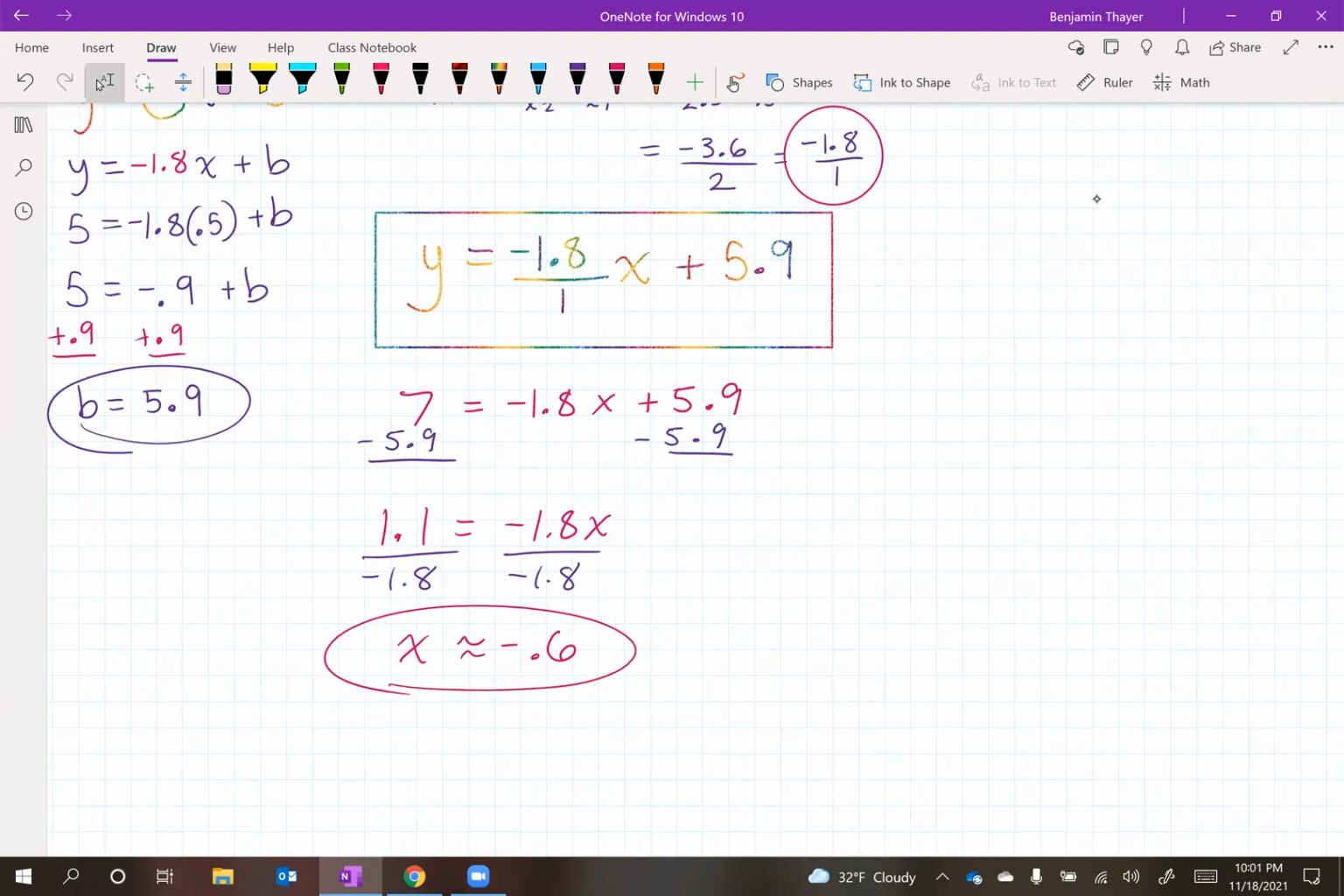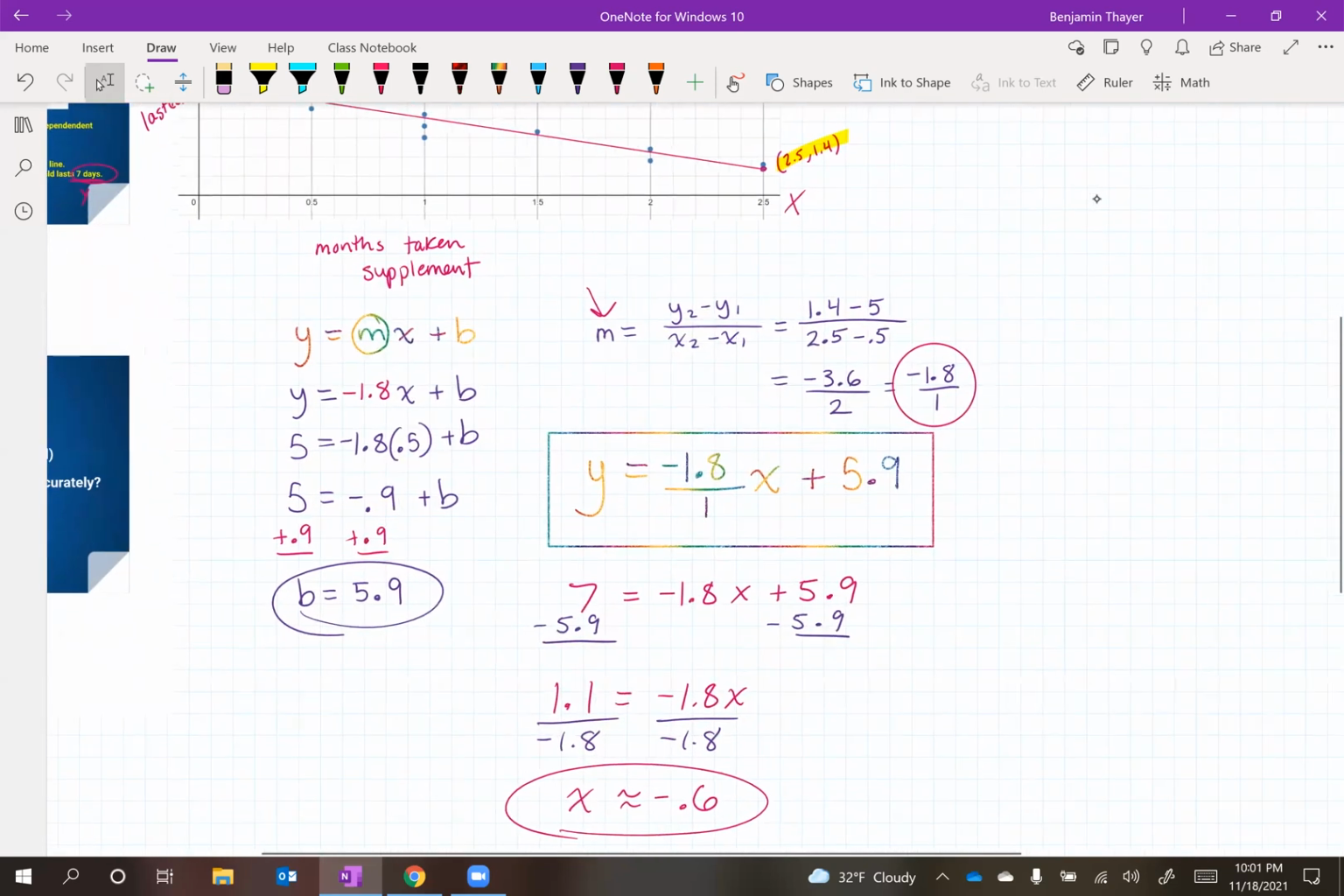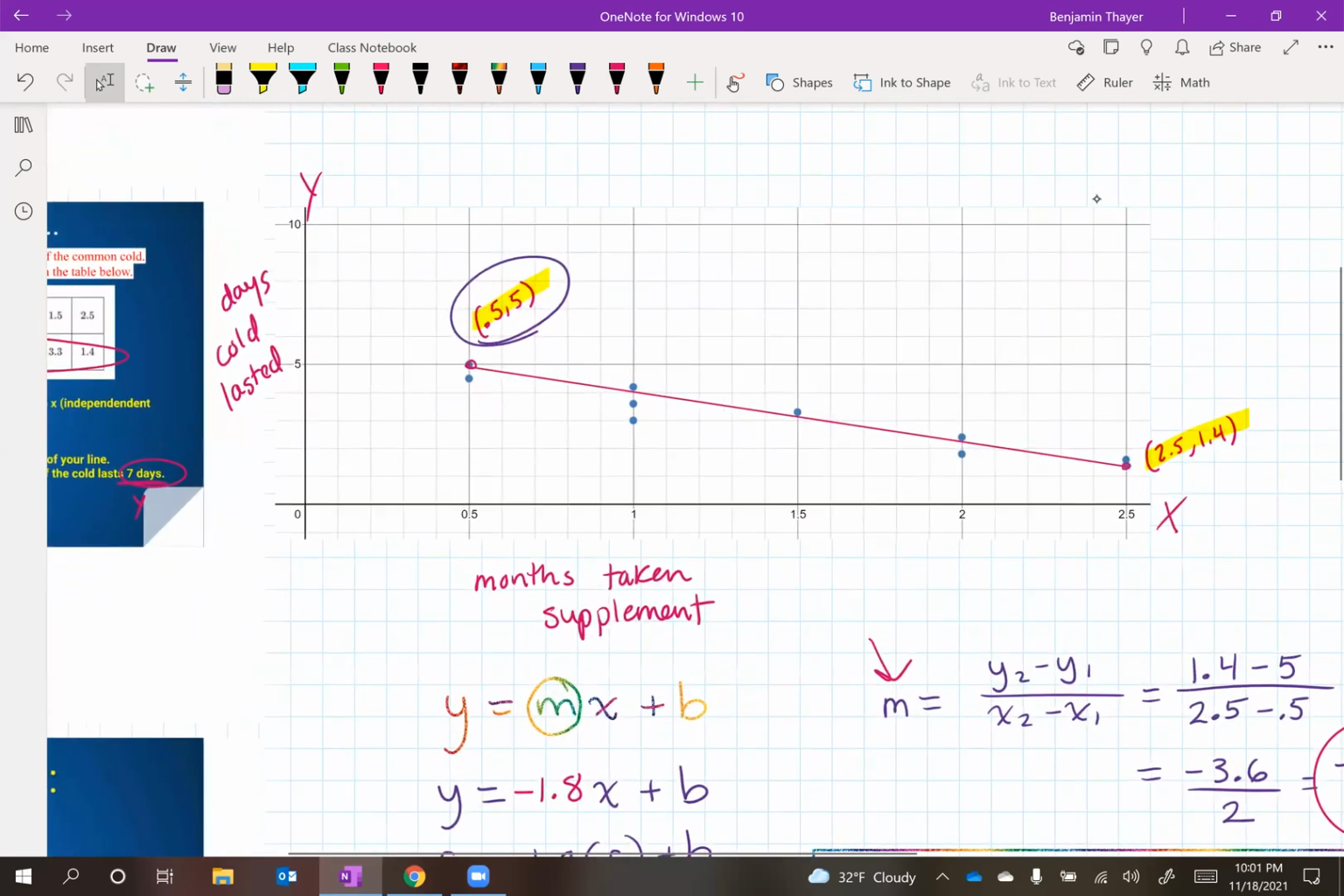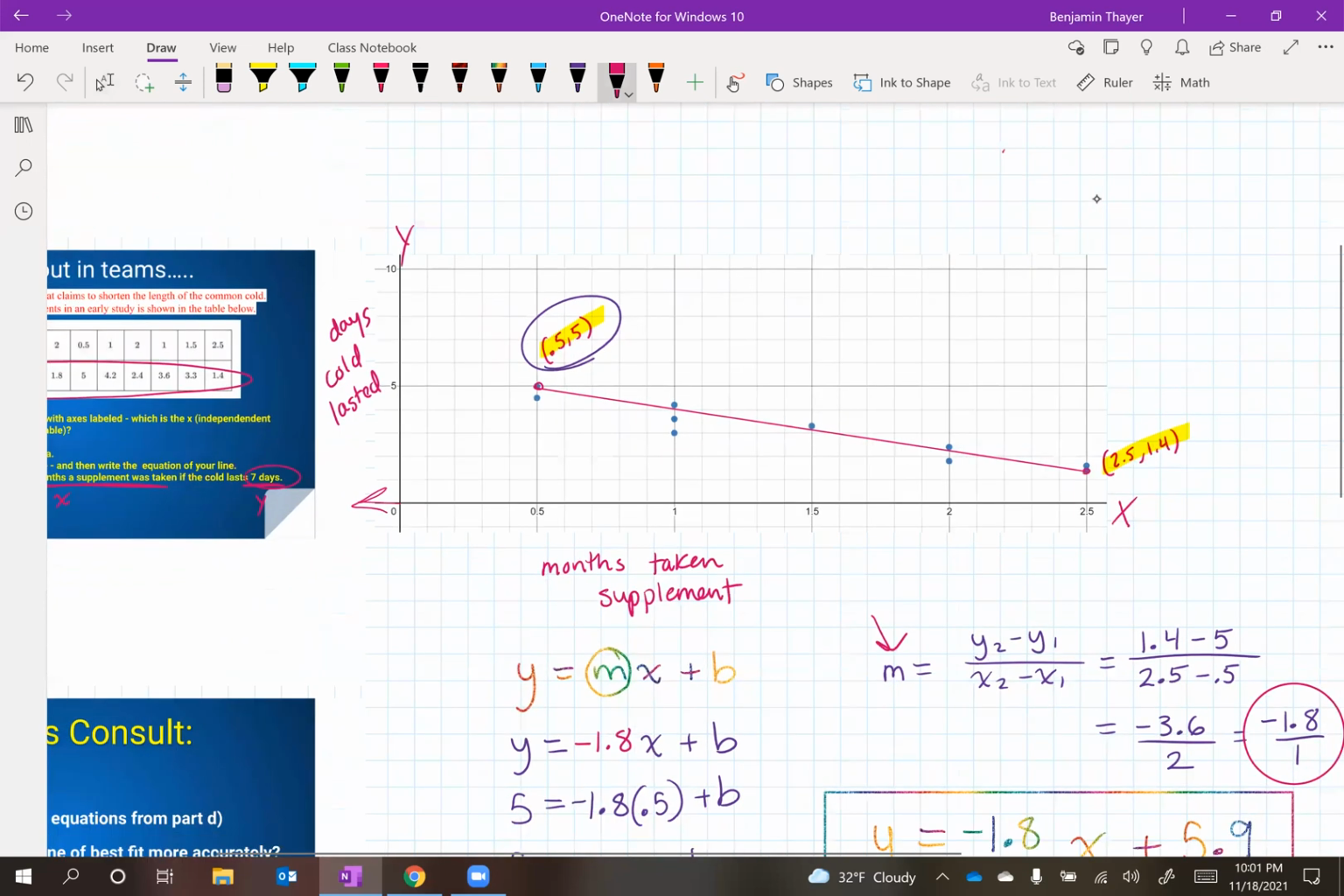So really, this equation is only reliable up to a certain part. Outside of our data, we can't go into the negative, and we can't really go below or into the negative for colds lasted. So we need to kind of stick between 0 and it looks like about 3 in terms of x values on our graph.